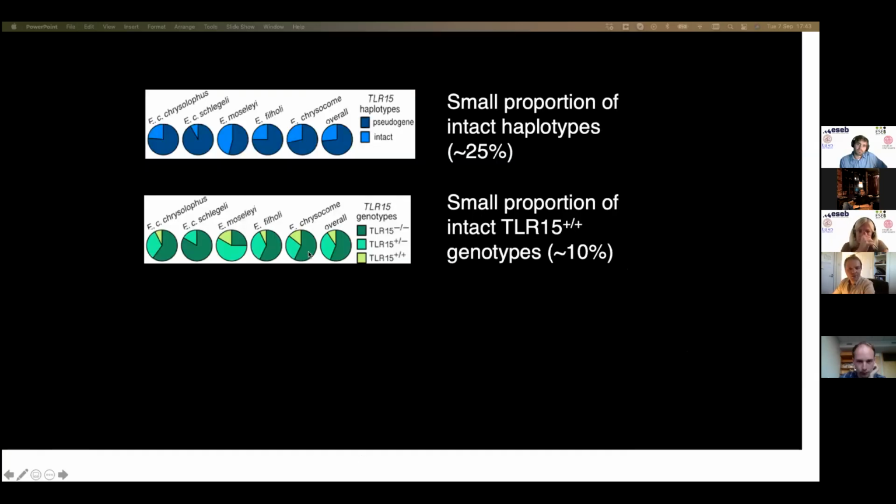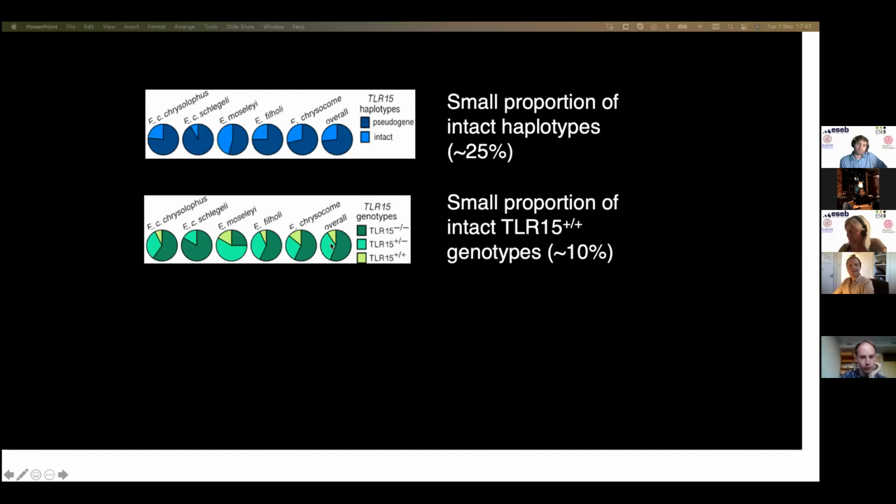But the most unusual thing that came from analyzing these sequences was that I also found intact haplotypes. And by that, I mean haplotypes with no evidence of pseudogenization. So overall, there were around 25% of haplotypes that were intact. And this corresponds to around 10% of individuals with genotypes that were fully TLR15 intact, so homozygous for intact TLR15.